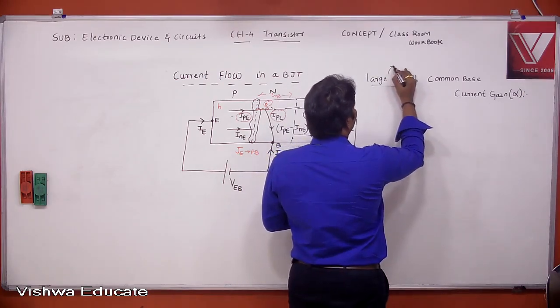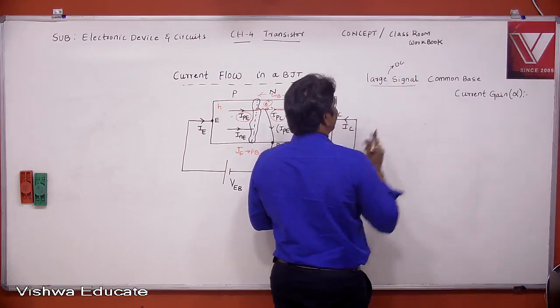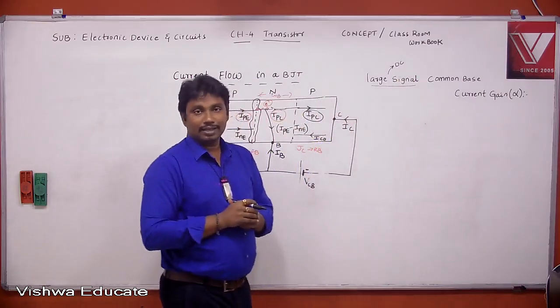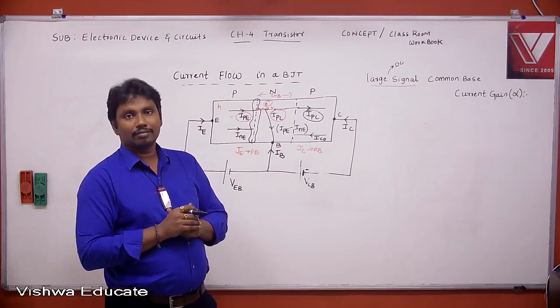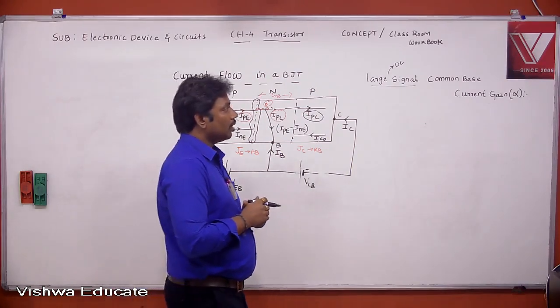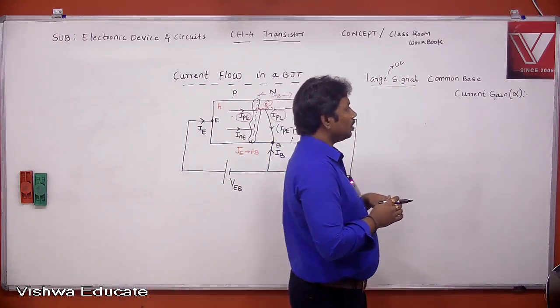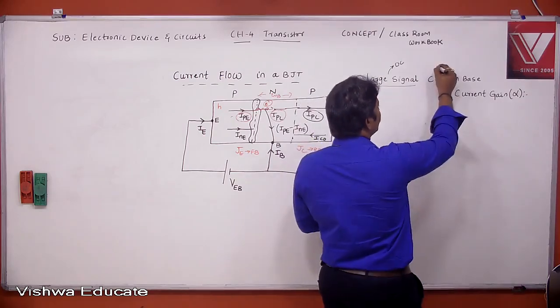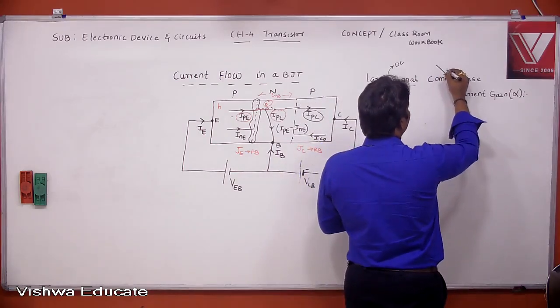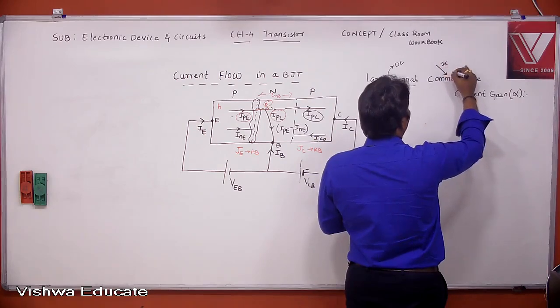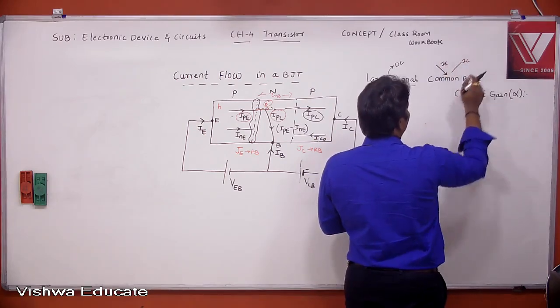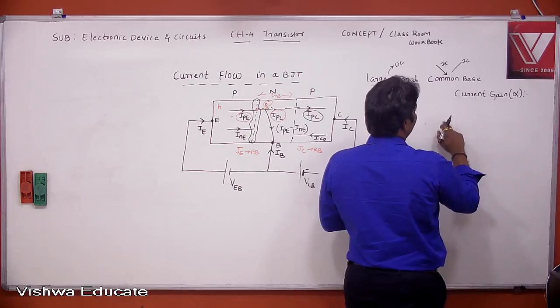Actually, a large signal is nothing but a DC signal. AC signals are small signals; large signals are nothing but DC signals. Common base means the base is common. So in the case of common base, the input is given to the emitter and the output is taken from the collector. This is the current gain.